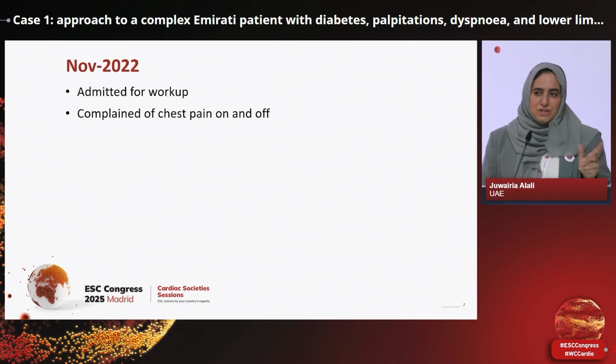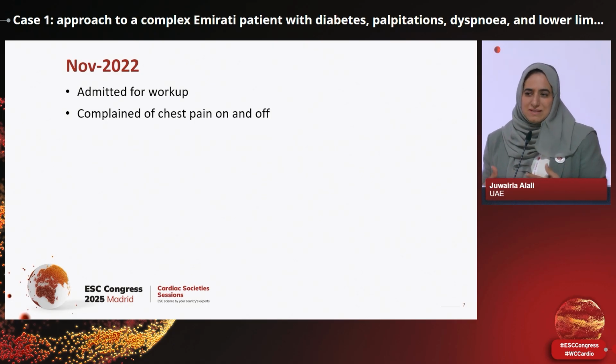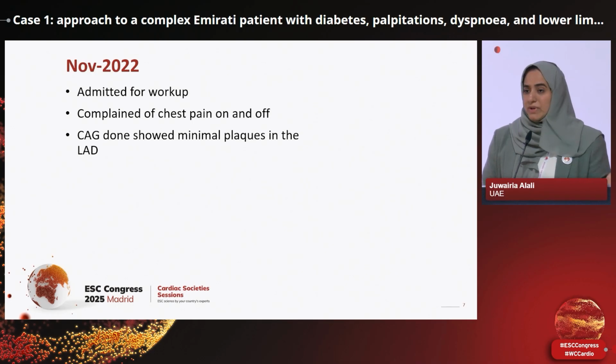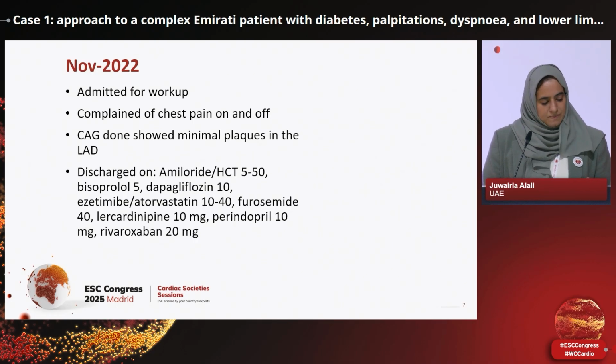In Arabic, it's very difficult to say palpitation. So sometimes patients would say fluttering, and sometimes what they describe as palpitation sounds to other people as chest pain. So he ended up having a coronary angiogram, which showed just minimal plaques in the LAD, but no significant stenosis.